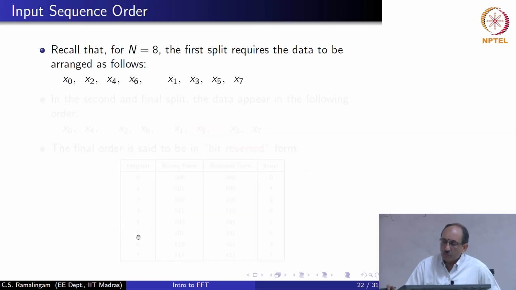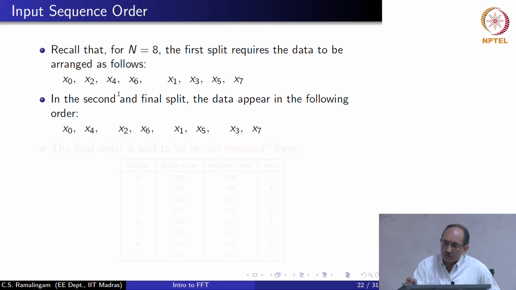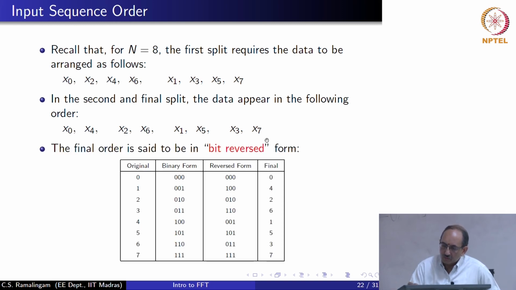And the input sequence, first half was x 0, 2, 4, 6, the indices, and then 1, 3, 5, 7, and then further when you divided this into its odd and even indices, it became 0, 4, 2, 6 and 1, 5, 3, 7. Alright. Now let us look at that pattern. So this is the original index in decimal. This is the index in binary form. 0 is 0, 0, 0, 4 is 1, 0, 0, 5 is 1, 0, 1 and so on.